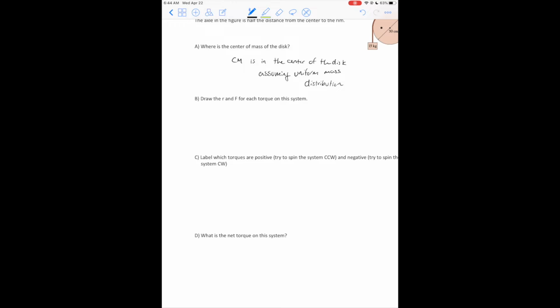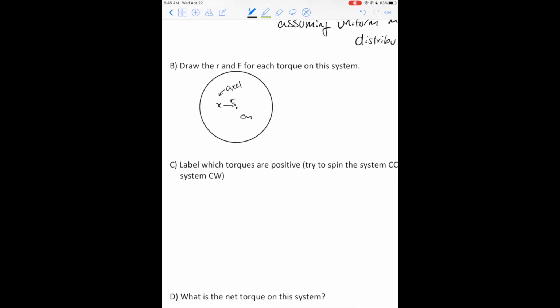So draw F and R for each torque on the system. Let's just draw a replica of the system here. And we're going to have 3 torques, right? But they're all relative to our pivot, to our axle, right? I have my center of mass here. So I have R1, which is going to be our weight. And then I have F1, which is our weight, right? R1 is from the pivot to our center of mass, to our weight.